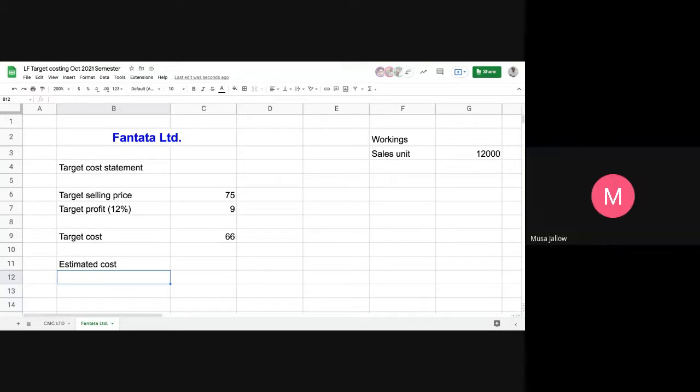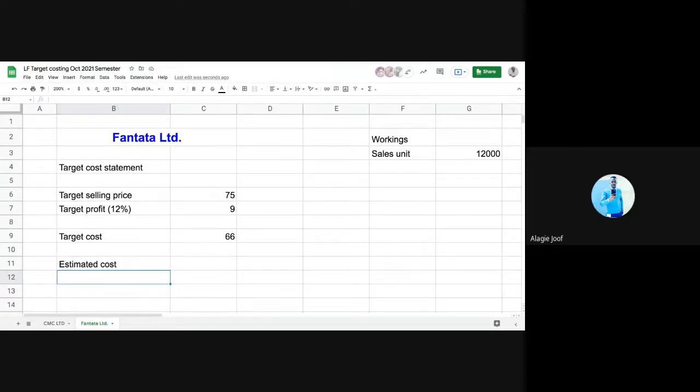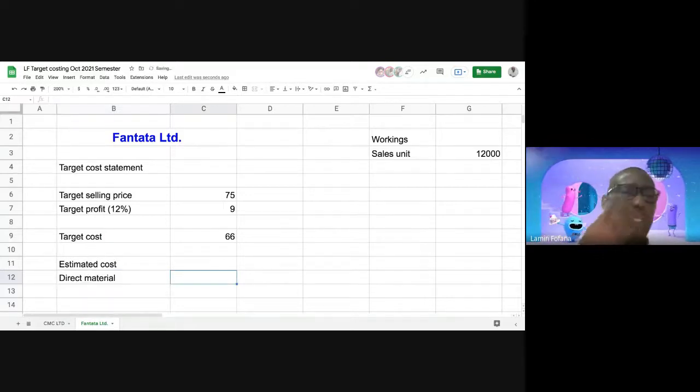We start with direct cost. If you're doing any cost statement, you always start with direct cost. So what's the first direct cost here? That'll be direct material first. You always start with direct materials, because most of the time they will be there. If it is a production, there will always be direct material. Direct material and direct labor will mostly be there. So what's the direct material?